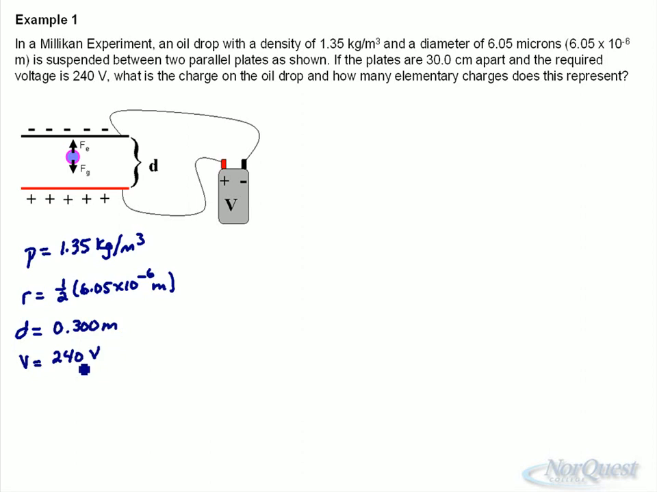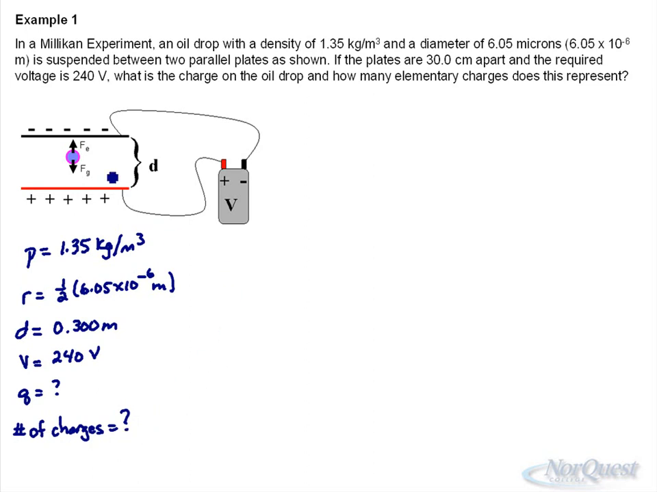We want to know what is the charge, and we also want to figure out the number of charges. Those are directly related to each other. So this is going to involve quite a few formulas. I'm going to set it all up on this slide, and then we'll do our calculation on the next.